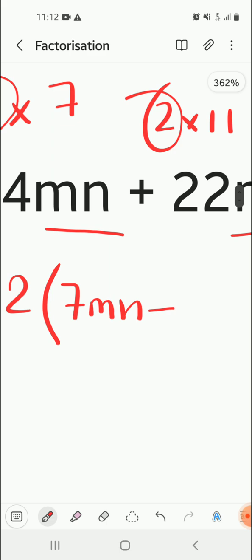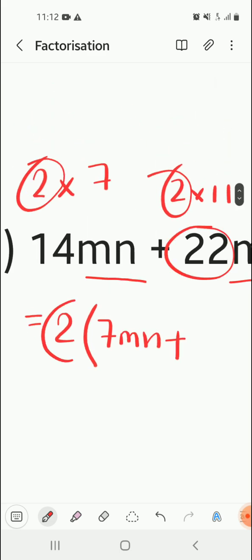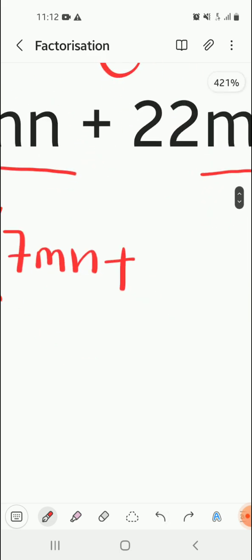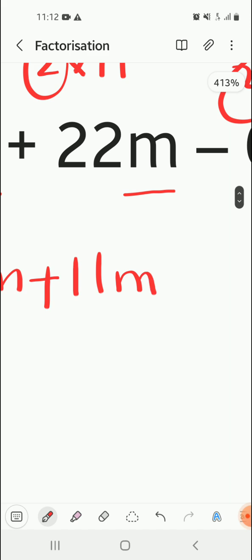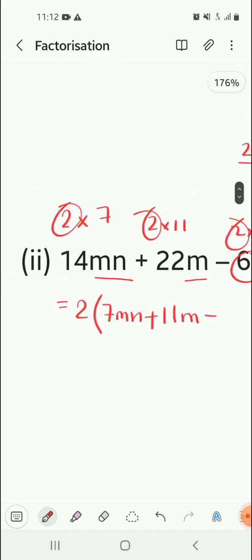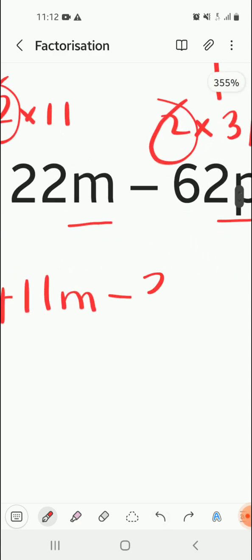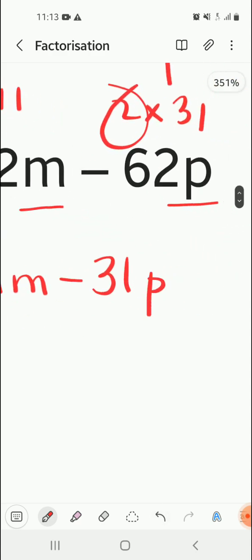Next, plus, 22 here and only 2 here, that is 11. And then we're going to write m. Again minus sign, insert it here. 62 and here there is 2. So 2 into 31 is 62. So 31 and we have got a p. That's it.